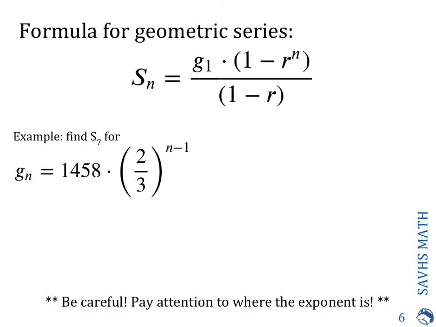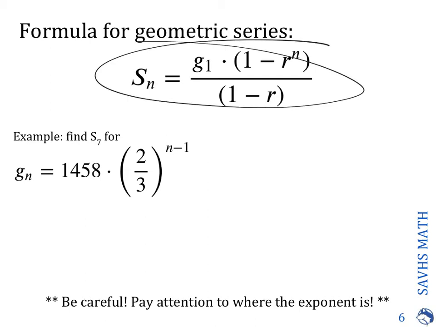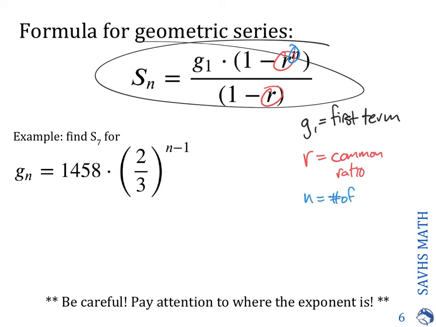There's my answer. Okay, like we saw last lesson, it's important that we have a formula to work with for these problems. It's right here. As a reminder, G1 is going to be our first term. R, now this one is a little bit weird, but R is the common ratio, which is the thing you multiply by to get from step to step. And then N is the number of terms you're adding.